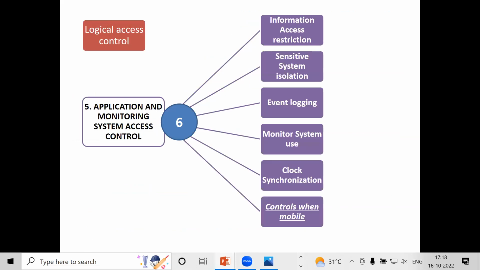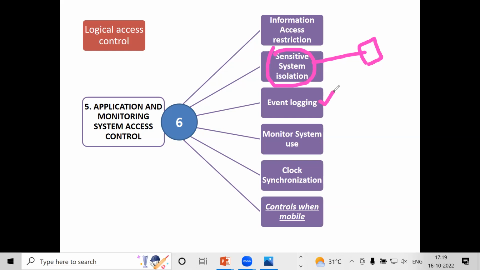That is a mechanism designed for preventing unauthorized access by hackers. Then application and monitoring system access control, information access restriction: who can access, who is not supposed to. Second thing is sensitive system isolation. What is sensitive system isolation? Any confidential data which is kept in a particular computer will be removed from the area and kept idle in an isolated place. That is sensitive system isolation.